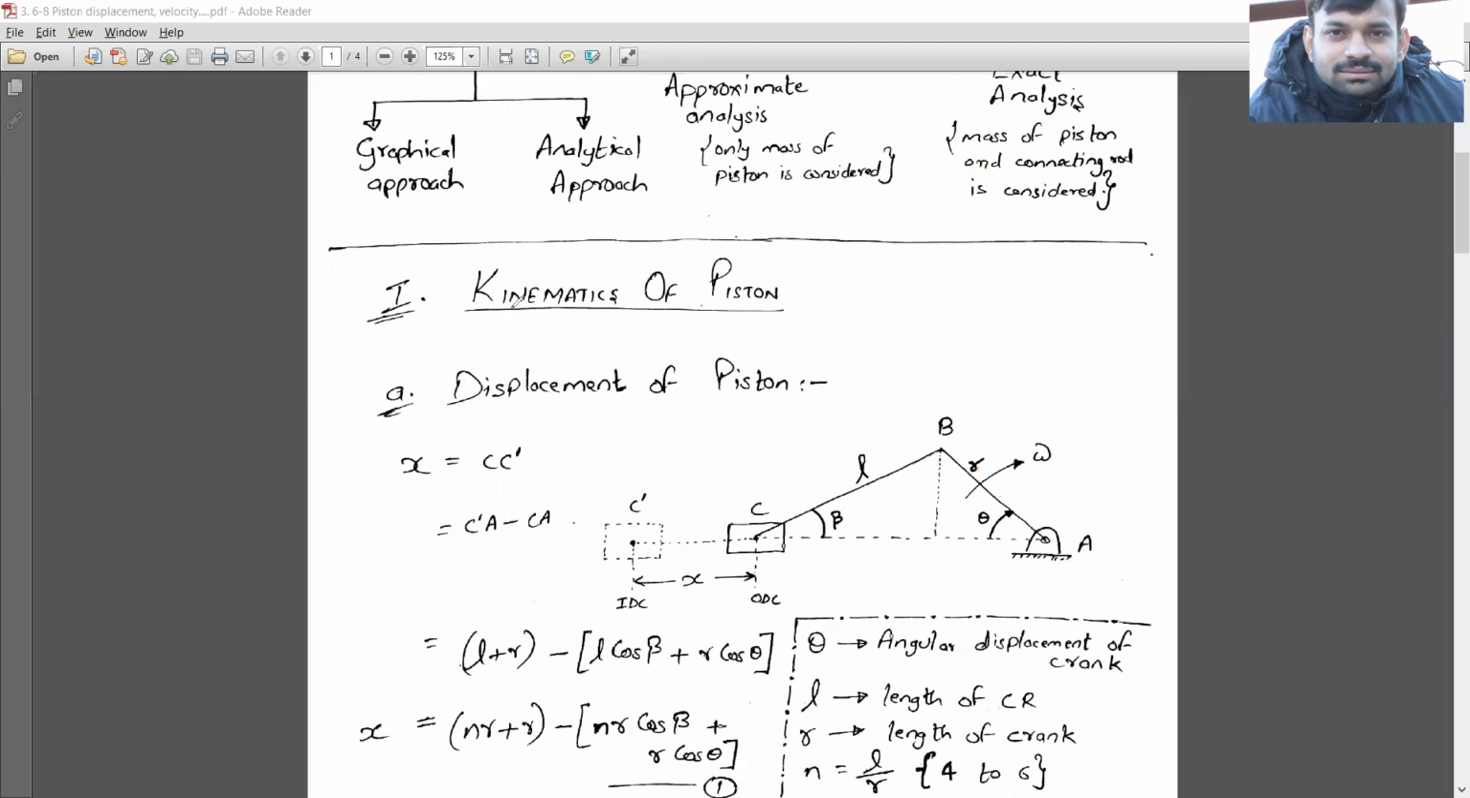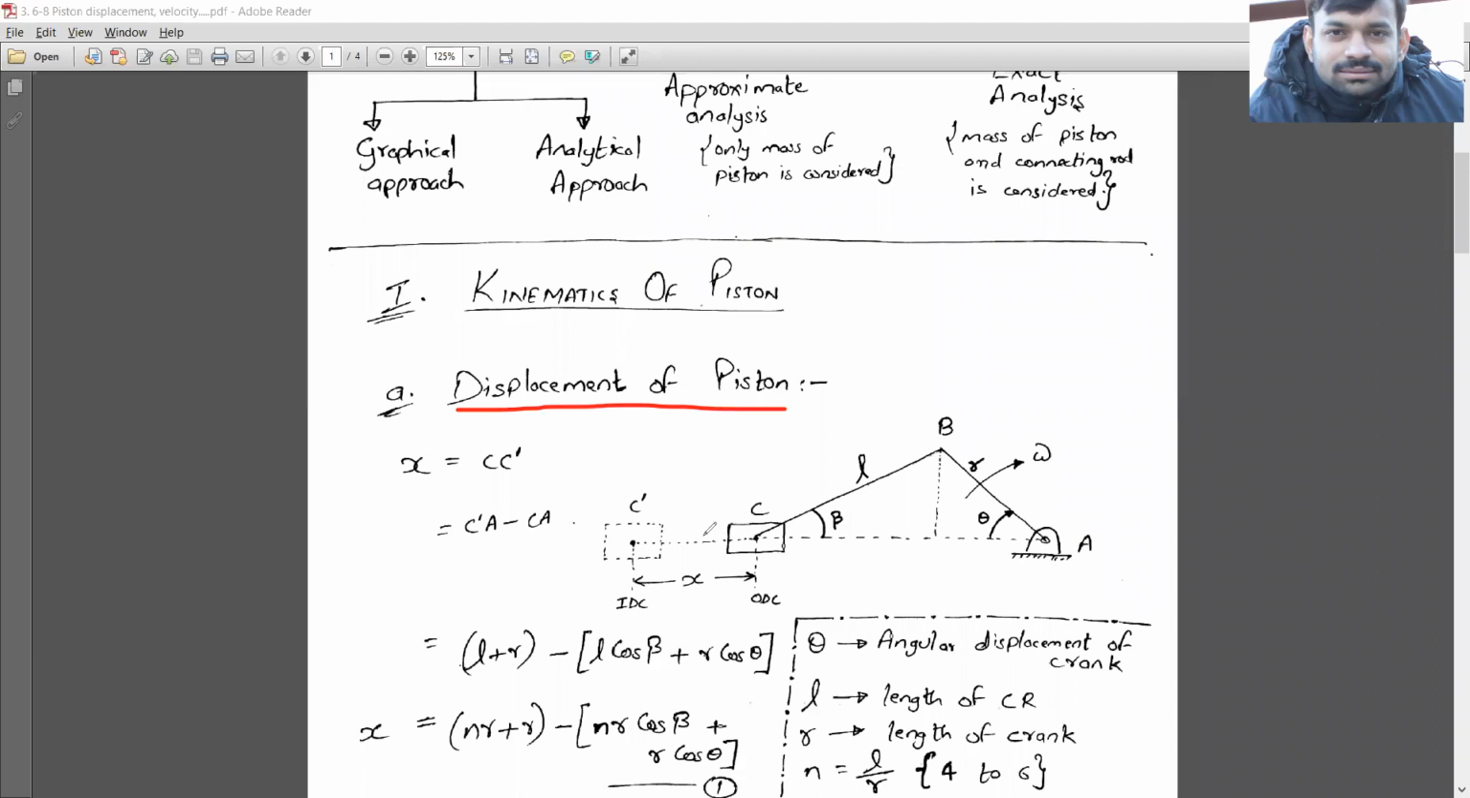To study kinematics means determining the motion related data. What is motion related data? Displacement, velocity, acceleration, and so on. So we are studying displacement of the piston. The piston is over here at point C in this position.